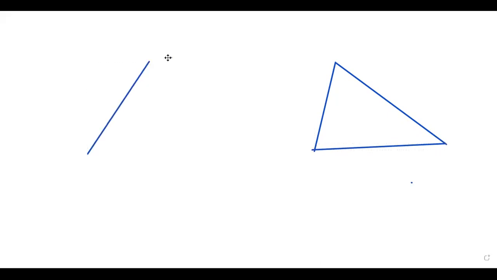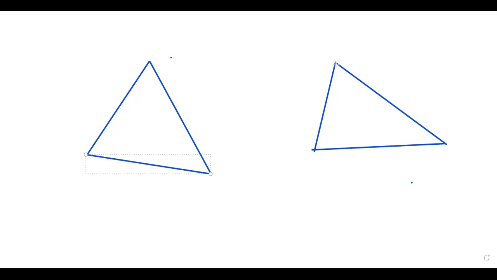First of all, I want to differentiate between the median of a triangle and the angle bisector, as you see here. What is the difference between the median and angle bisector?